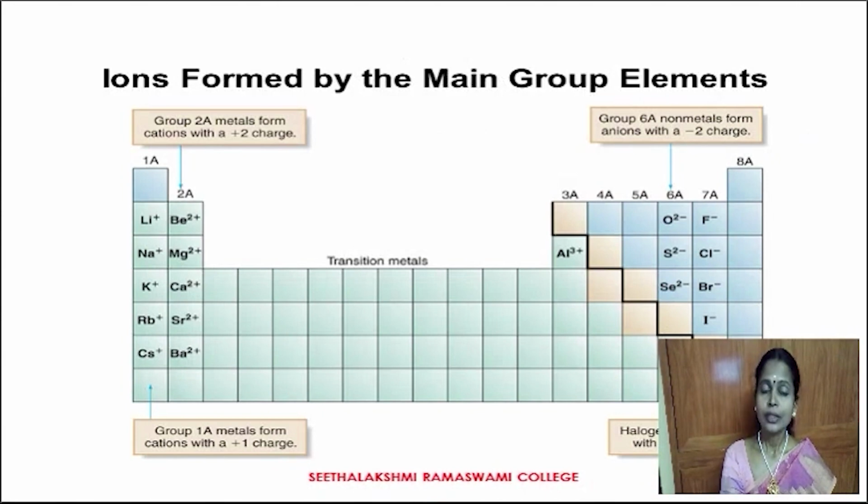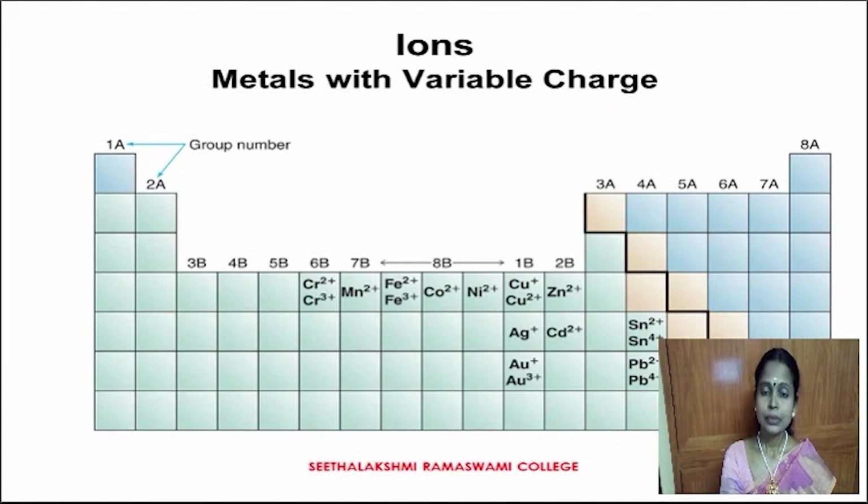So here we have the periodic table showing the ions formed by the main group elements. Groups 1A, 2A and 3A, which contain the metals, are going to have the charge corresponding to the group number. Whereas the non-metals present in group 6A and 7A are going to have the charge corresponding to 8 minus the group number. So 6A is going to have a -2 charge and 7A is going to have a -1 charge. The elements which are present in the center of the periodic table, which exhibit variable valencies, are also shown in the slide right here.